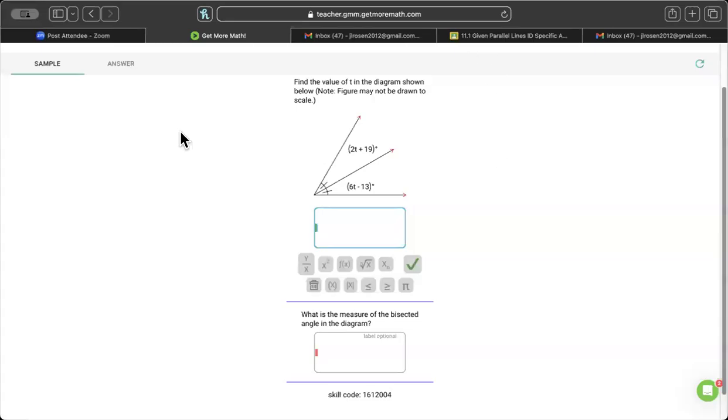We are working on angle bisectors. So this one, we've talked about angle bisectors. It's where it's cut into two equal pieces. And this time it's giving us the expressions within the angles. So knowing that this is an angle bisector, that means we can take this piece and set them equal to each other, right?